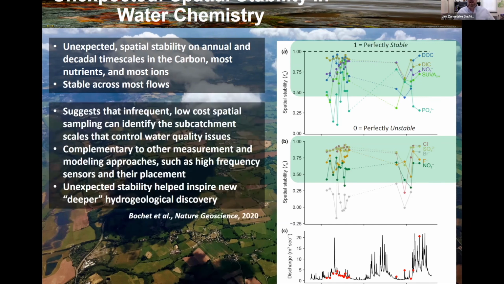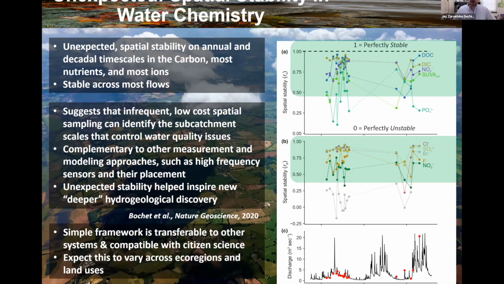This stability is really helpful, and it suggests that infrequent monitoring in these two basins is a way that we can proceed. This would reduce the costs and the sampling effort going forward for measuring many of these solutes because of that stability. It's also complementary to more traditional measurements, like high-frequency sensors deployed at the bottom of the large basin. And it has also inspired a lot of new theory and thinking amongst colleagues who are working in this region, including one paper that just came out at the end of 2020, where they were trying to explain this stability. They came up with a really neat, deep hydrogeologic theory to help explain the stability of a lot of these reactants. So check out that paper.